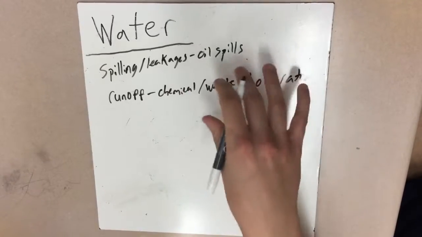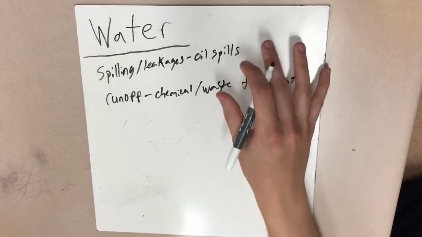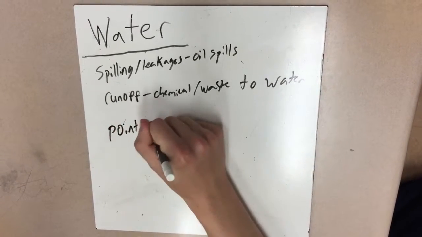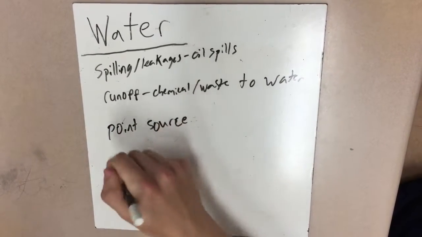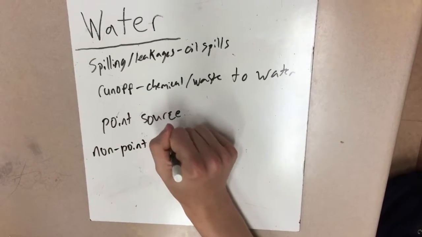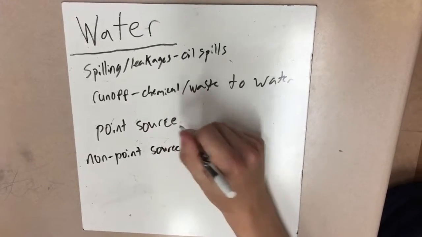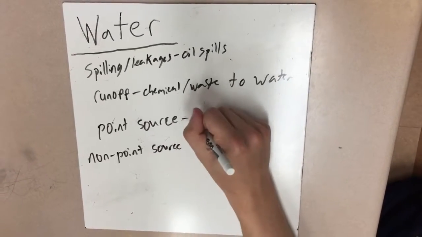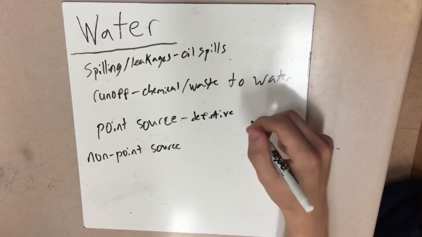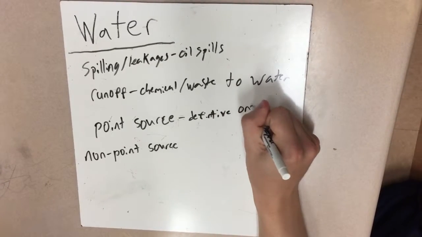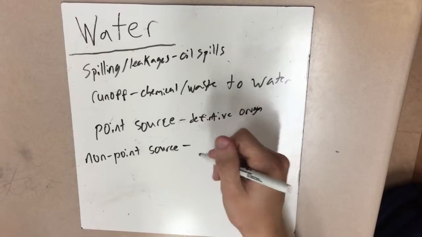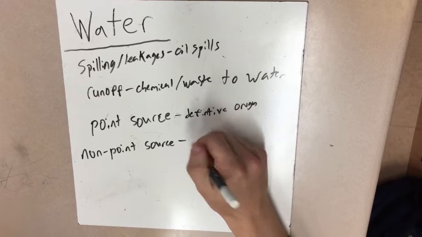Alright, so those are the main ways of getting pollution into the water, but how we classify them is point source or non-point source. And these are really easy to remember. It's basically in the name. Point source is where it has a definitive point of origin, like if it comes from a factory and that sort of stuff. And non-point source, it can be just over time, and you can't exactly say where it's from.